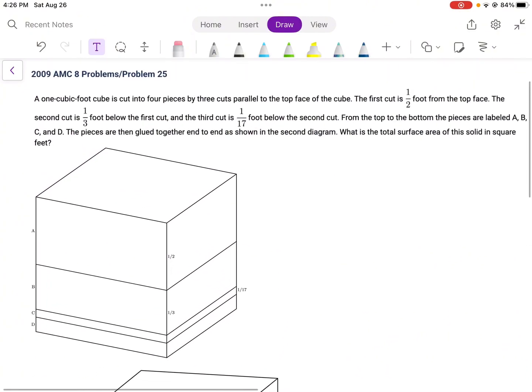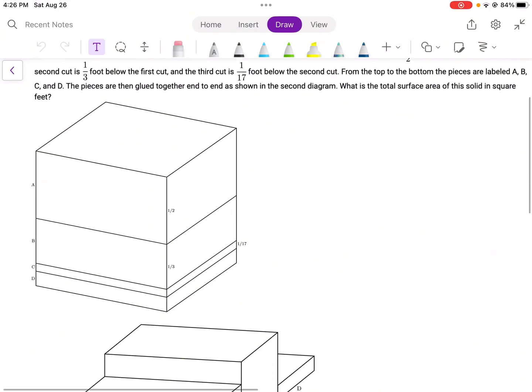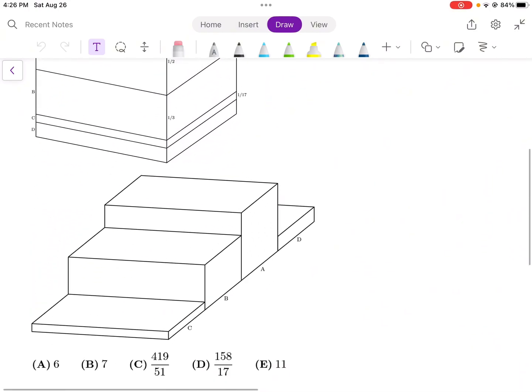Problem 25. From the problem, we know that the 1 cubic foot cube is cut into 4 pieces A, B, C, D, and their heights are labeled on the graph. And then we switch them and rearrange into the following figure. Now we would like to know the total surface area of the second configuration.